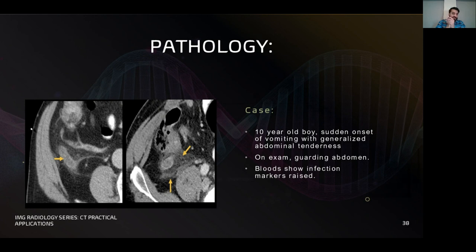Yep, appendicitis. So the normal appendix, or finding the normal appendix, appendicitis, inflammation, and obstruction. Great. So yeah, absolutely, one of the causes of an appendicitis could be that they're obstructed.